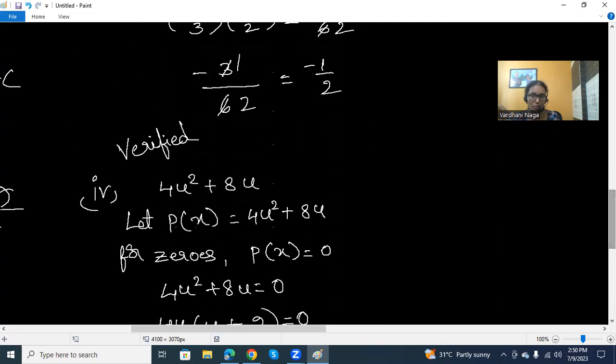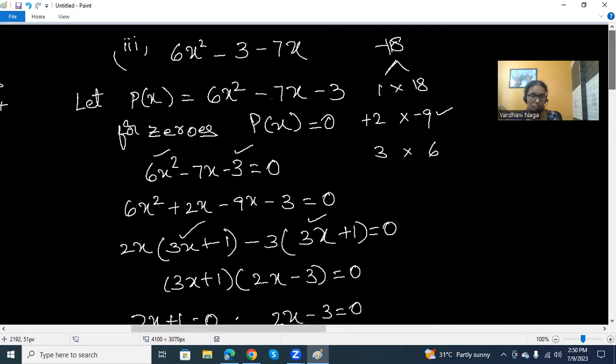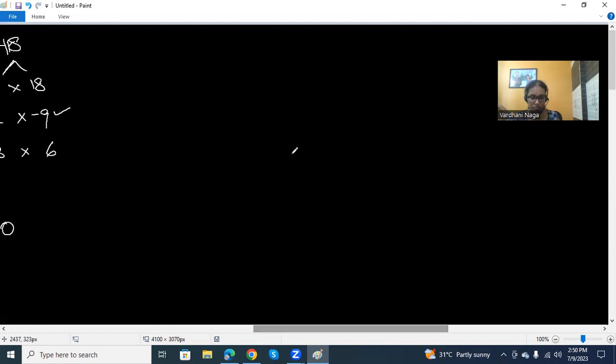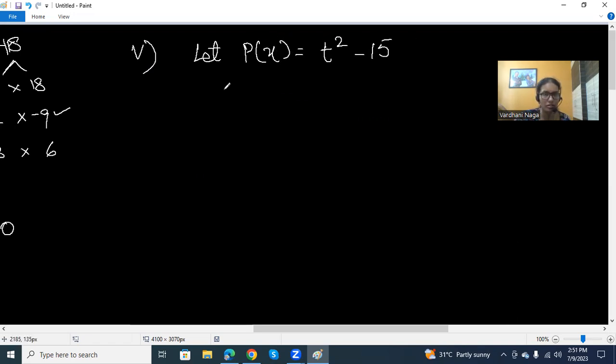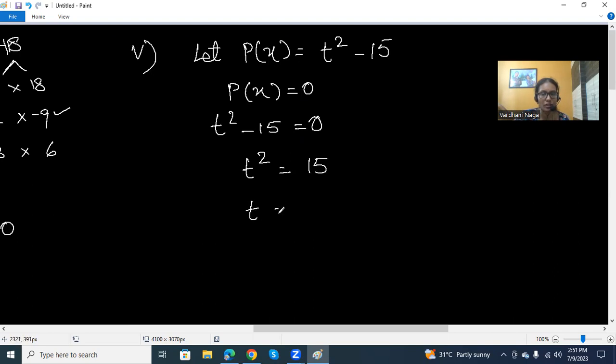Let's do the remaining 2 bits also. Next, fifth bit. Let P of X polynomial is equal to T square minus 15. So for finding zeros, P of X equal to 0. So T square minus 15 equal to 0. So T square is equal to plus 15. So if you want to find out the T value, it's the square root of 15. When a square is transposed to the other side, it will become a square root.